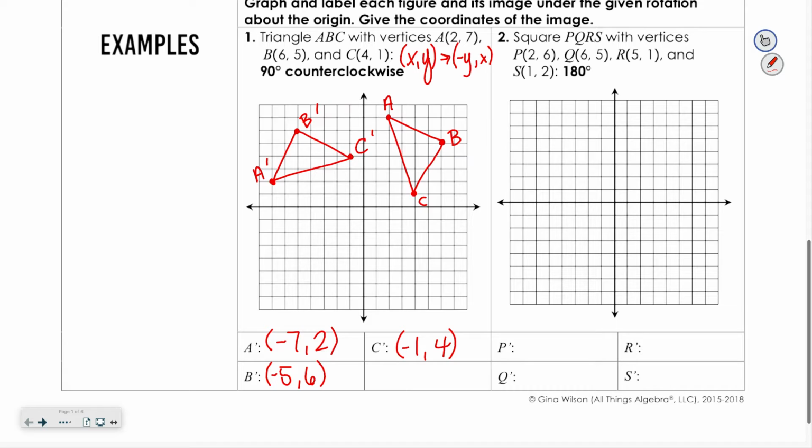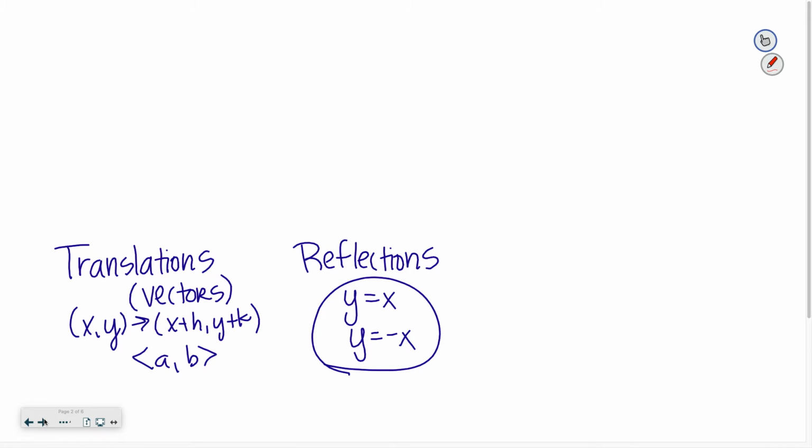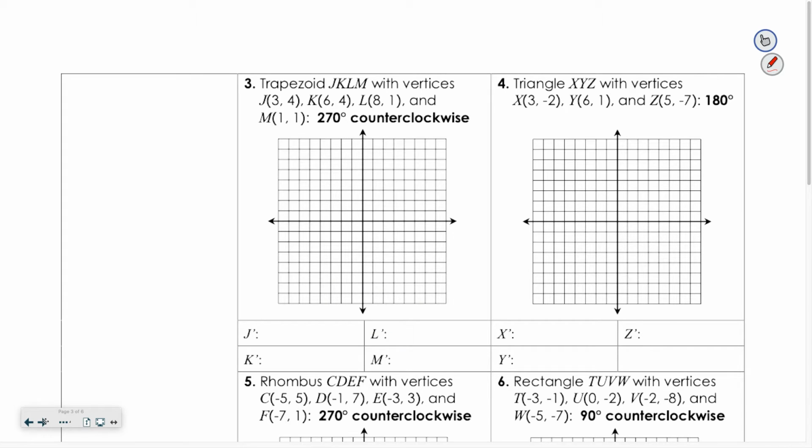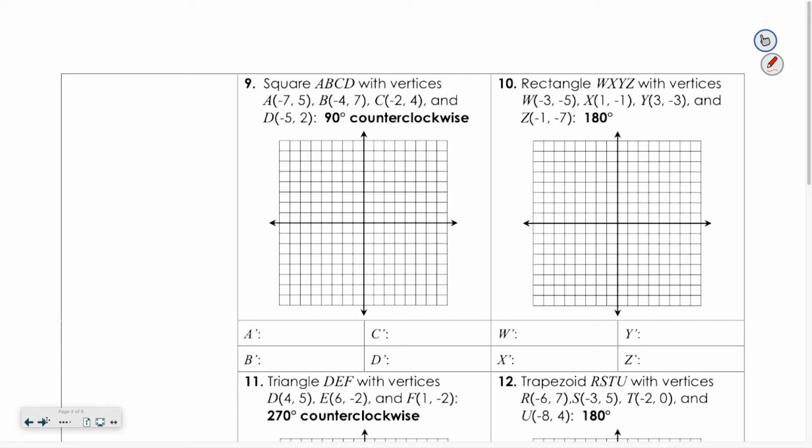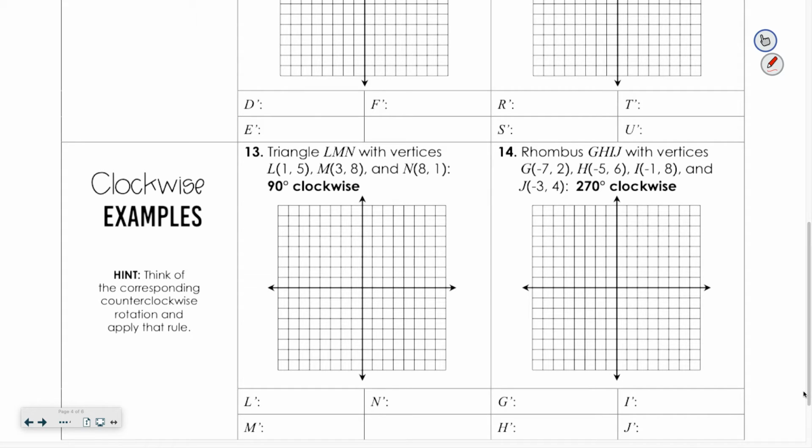All right, go to the very last one in this packet. I think it's like number 14, 15, 14. I think, okay, 14's fine.